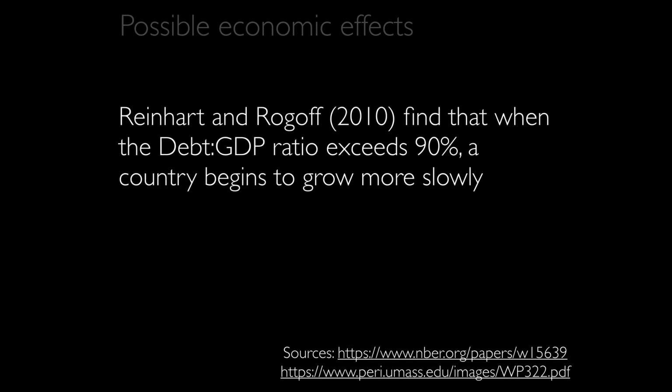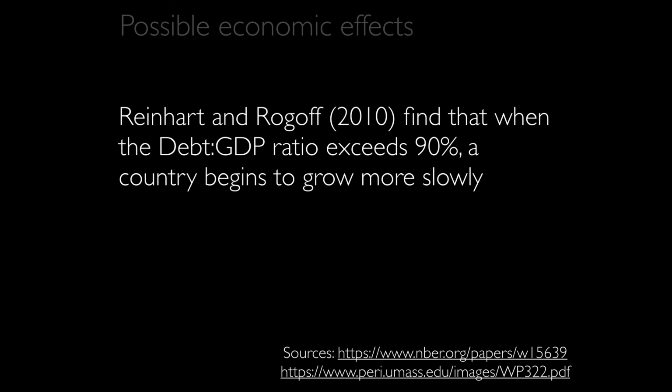Okay, so what are the possible effects on the economy of this? Reinhardt and Rogoff, back in 2010, wrote a very influential paper, and they found that when the debt to GDP ratio got higher than a certain level, about 90%, a country begins to grow more slowly. Now, this has been a very controversial result in economics, and Reinhardt and Rogoff used that to make the case for austerity, for cutting spending.